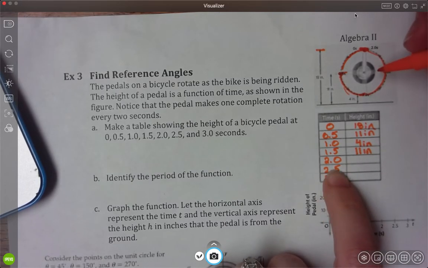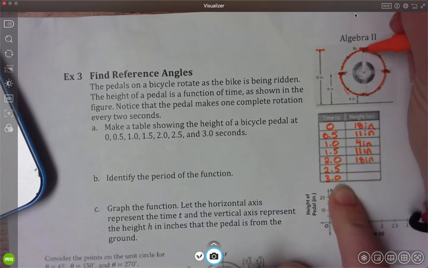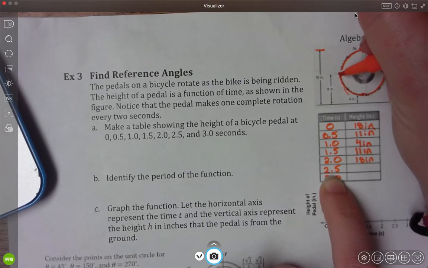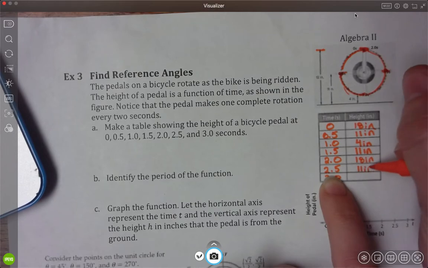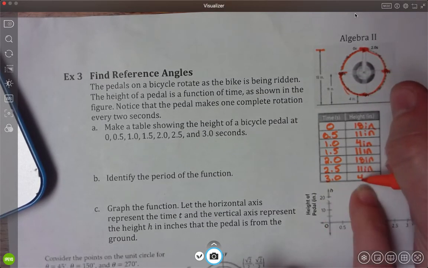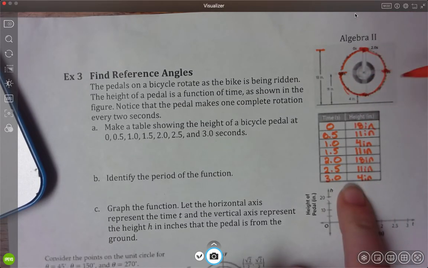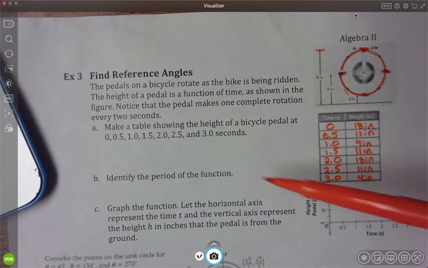And at 2 seconds, we're back up here to the top, which is 18 inches above the ground. Then 2.5 seconds would be at the 11-inch mark again. 3 seconds would be down here at the 4-inch mark again. And we would just keep going on forever if we want to do 3.5 seconds, 4 seconds, etc., right? Okay, so that's what my table is going to look like.